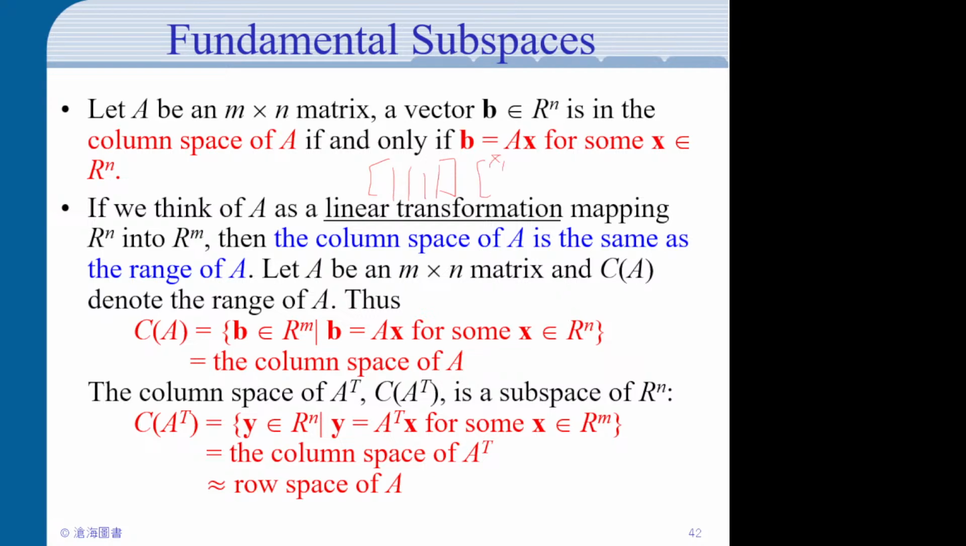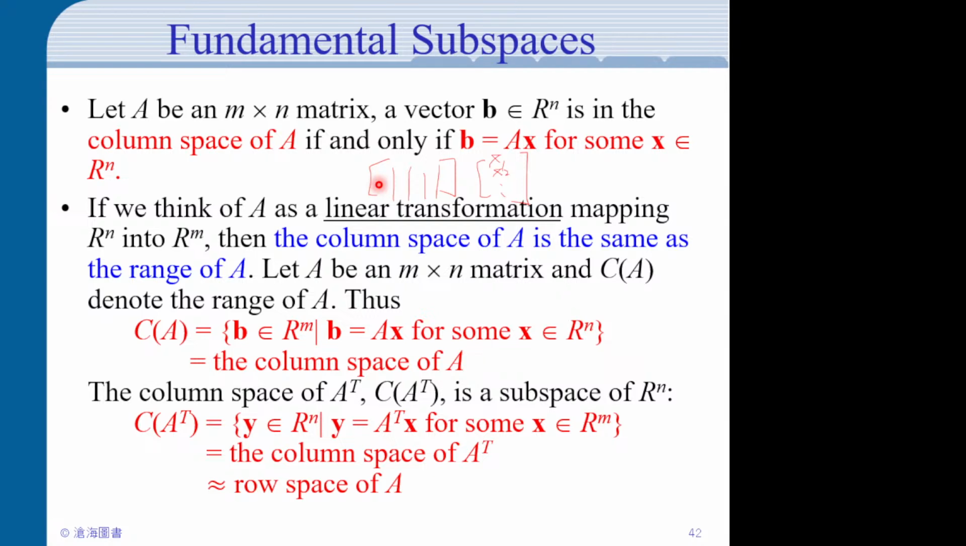So this is x1, x2, dot dot dot. A times x is like the first column times x1 plus the second column times x2, dot dot dot. So A times x we can always think of as a vector that's a linear combination of the column vectors of A. Okay, and this tells us that b is inside the column space of A, and this is actually if and only if.